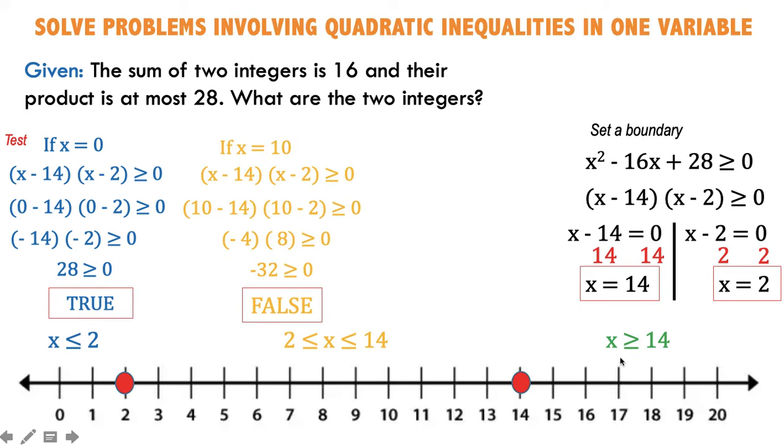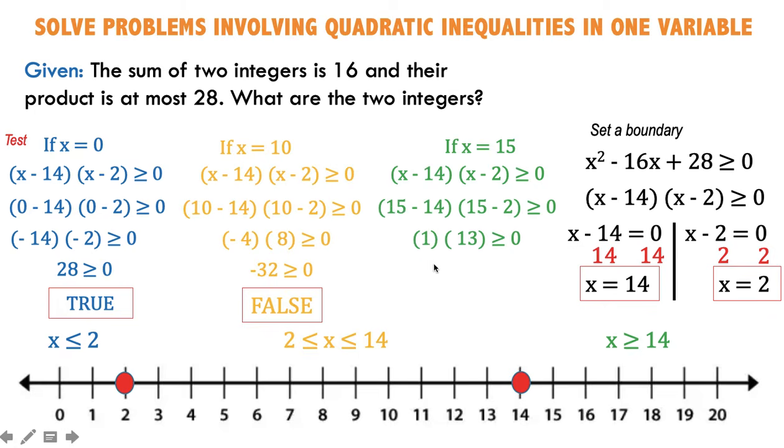How about this expression right here, or this inequalities? So I chose 15 and replace this 15 to our given. 15 minus 14 is 1. 15 minus 2 is 13. And 1 times 13 is positive 13. Is it true that positive 13 is more than 0? It is true. So therefore, the solutions can be found in this region, in this area right here.